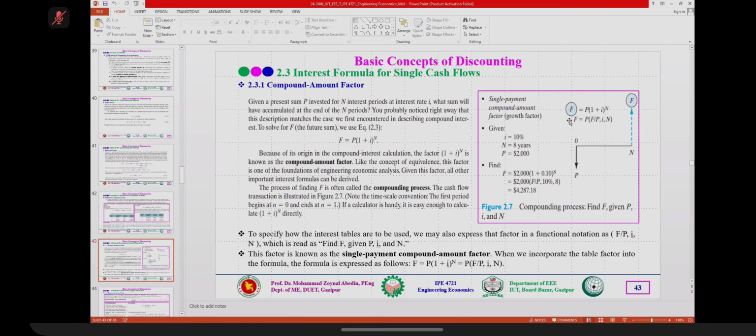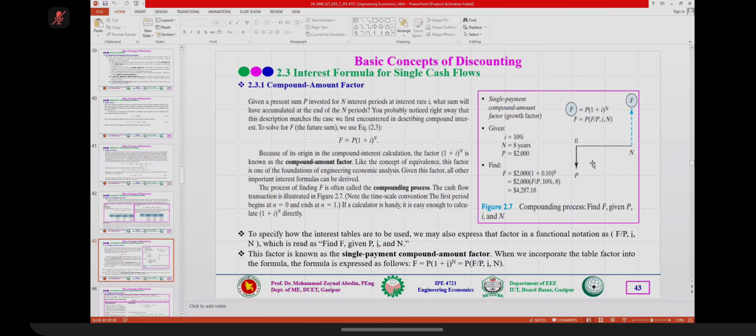if you want to read this sentence, you have to say find F given P, I and N. Okay. So capital F by P means what? Find F given P, I and N. What is F? F is the future value we have to find out. The initial one is the unknown value F, but these all values will be known values. So that's why find F given P, I, N.